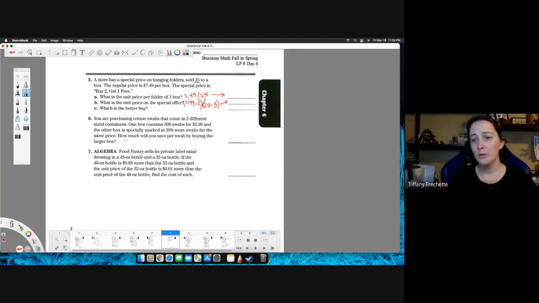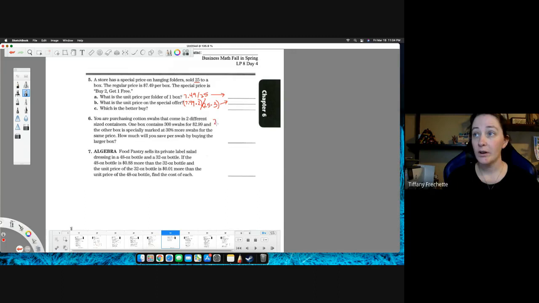So we know that the larger box is a good buy. If I get 30% more for the exact same price, obviously the bigger box is a better buy. I'm just going to get more and I don't have to pay any more. So that's definitely easy to compare there, but that's not what they're asking. This time they want to know, how much is it per swab? How much do you save?